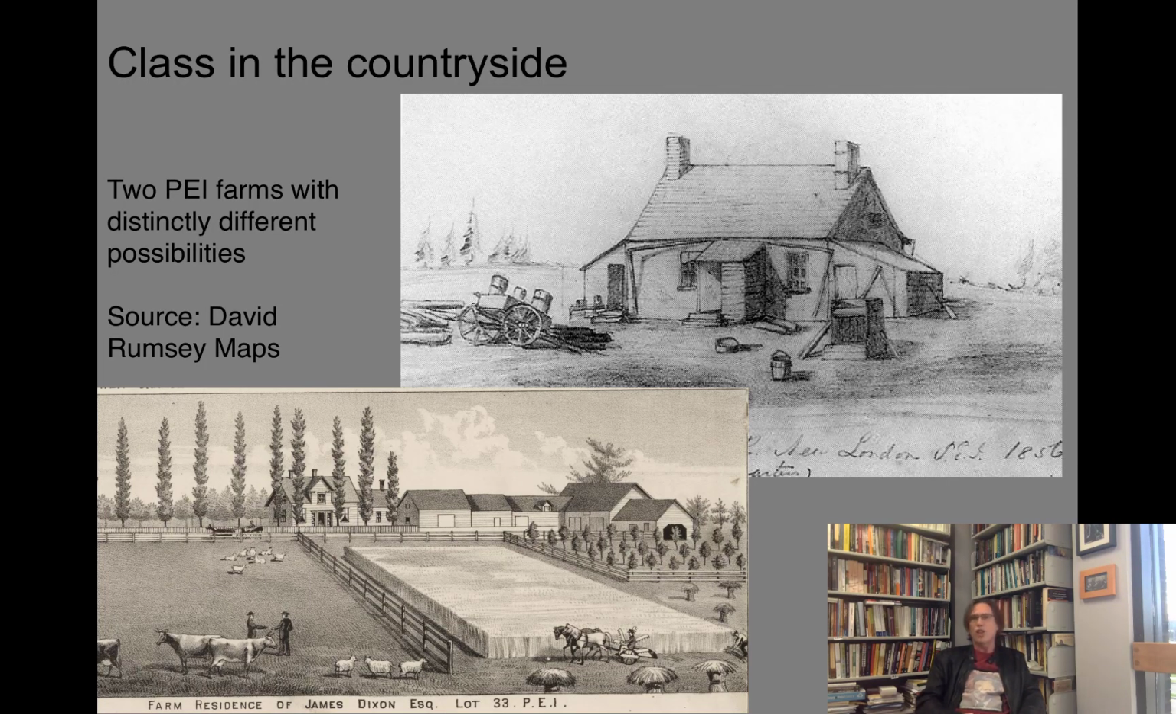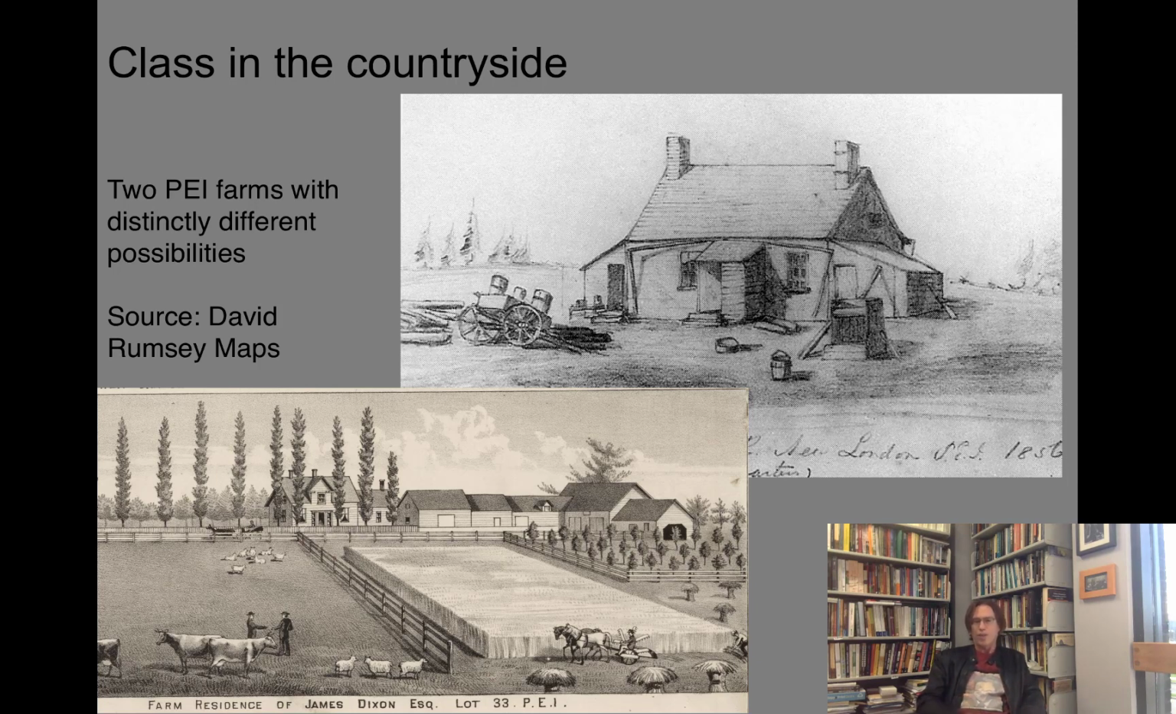Those changes show different effects on different people. And we tend to think of agricultural communities as being relatively equal, and certainly to some extent, perhaps more equal than urban societies, but not equal by any stretch of the imagination. And I've got two PEI examples here of two farms with really completely, distinctly different possibilities. One's a kind of hard scrabble, barely subsistence kind of farm. You can see it's in pretty rough shape.